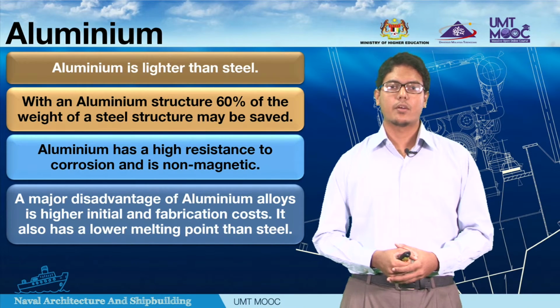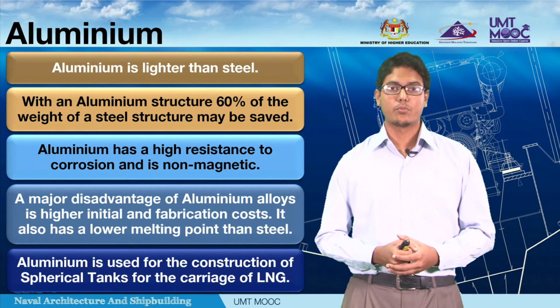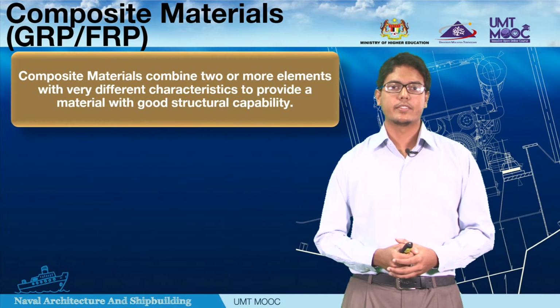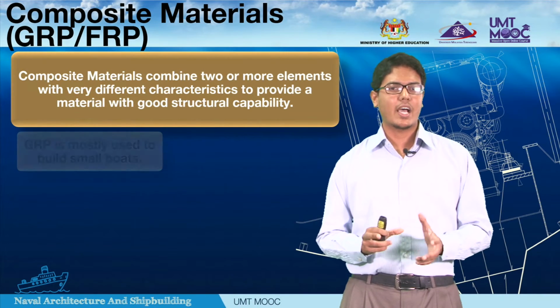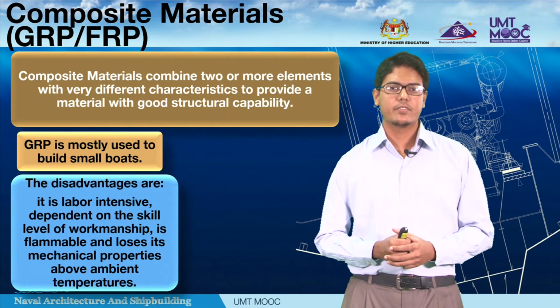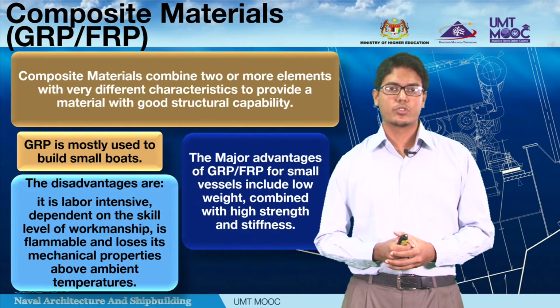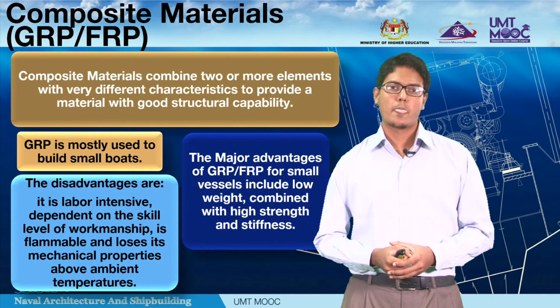Composite materials are mostly used to build small ships because of their low weight, high strength, and stiffness. But because of their high flammability and labor intensiveness in production, their usage is limited to leisure boats and fishing vessels.